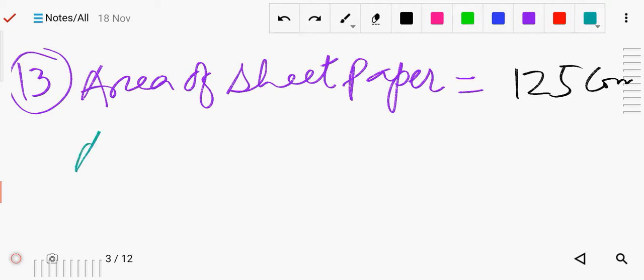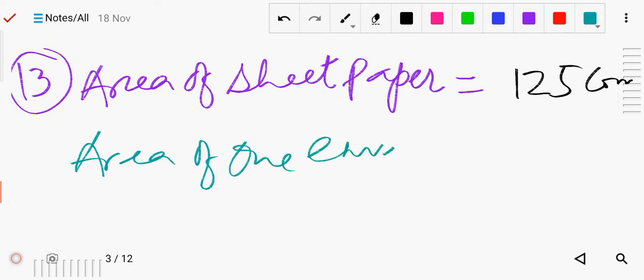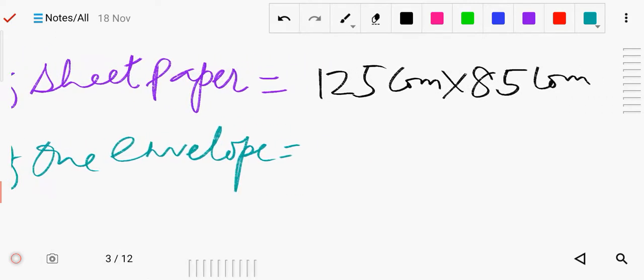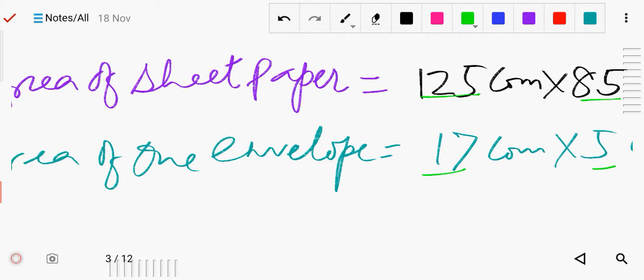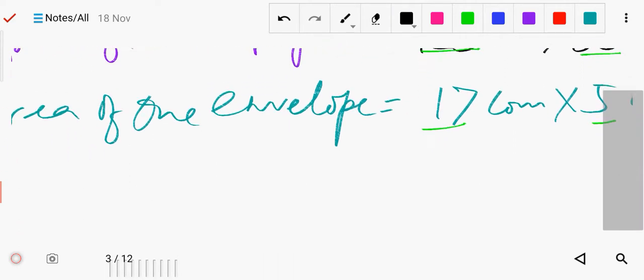Now we will find the area of one envelope. What is the area of one envelope? It is given 17 centimeter into 5, because area is actually L into B. This is the L and this is the B. Now we have to find the number of envelopes.